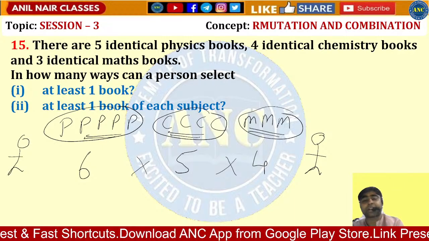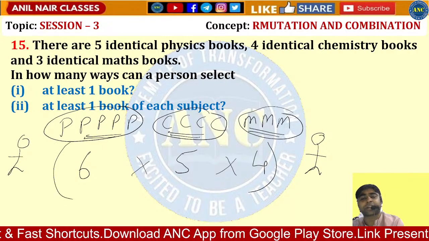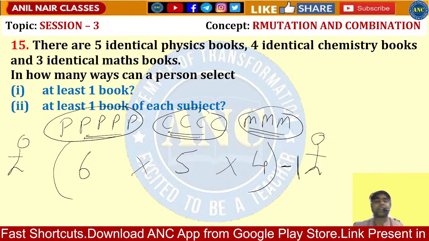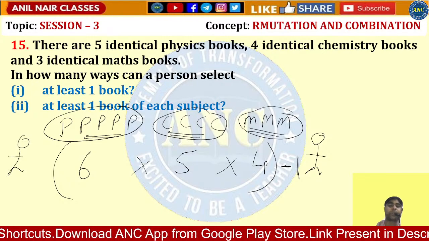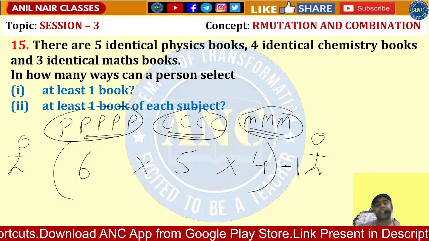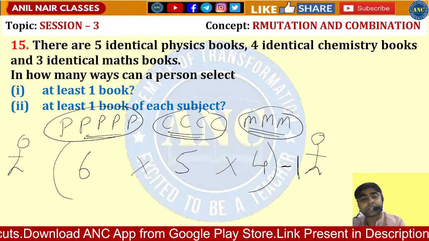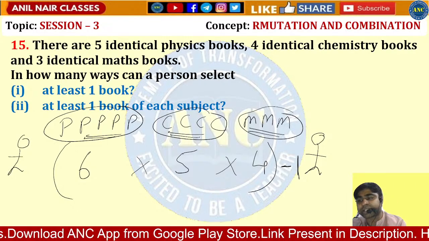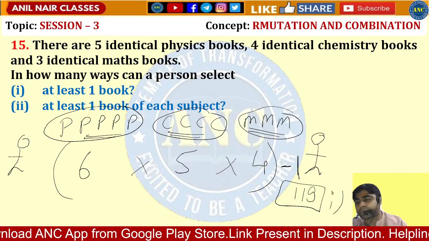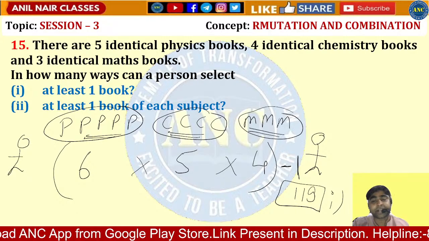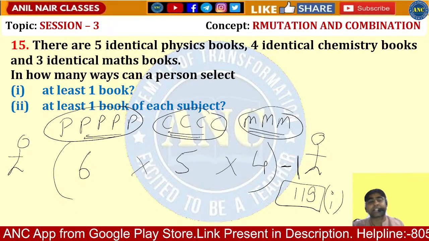But because it said that at least one of the books I have to select, I'll subtract 1. So what is 6 into 5? It's 30, and 30 into 4 is 120. So 120 minus 1 would be 119. So the first part, the answer would be 119. Understanding my part? Understanding the concept?